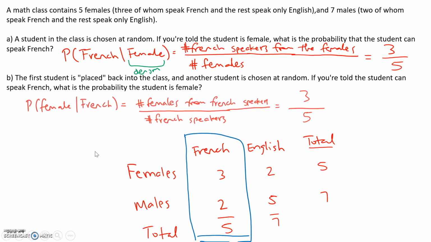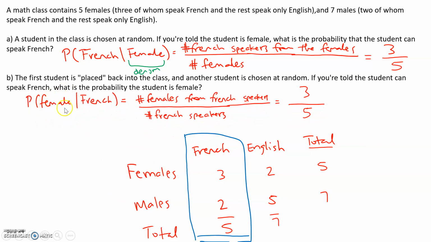So we want to find the probability that the student is a female given that they speak French. So now we're looking at the students who speak French. Of the students who speak French, there's 5 of them, so our denominator is 5. How many are females? Once again, it is 3 females, so we get the same answer.